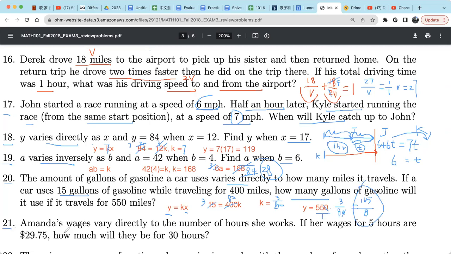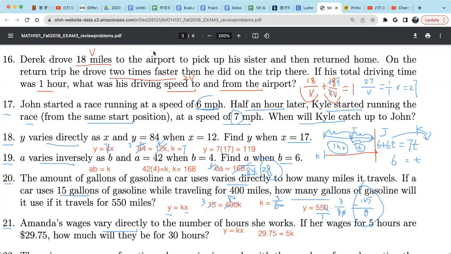Let's see, 21. Amanda's wages vary directly. Again, we want to use the y equals kx formula, to the number of hours. So y is money, x is time, t. If her wages for 5 hours are $29.75, we have to deal with decimals. $29.75 equals 5 hours times k.